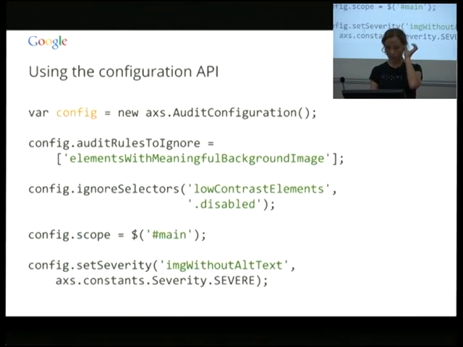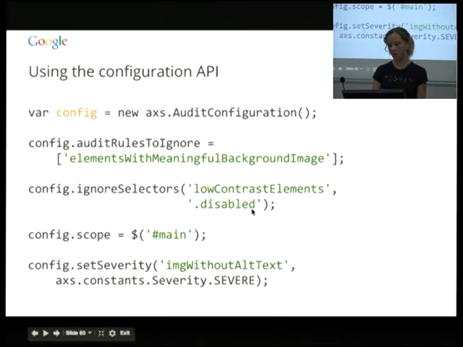You can also configure the audit. For example, we might decide this rule, elements with meaningful background image, completely doesn't apply to me. This is only for sites that need to run in Firefox, and I know my site only needs to run in Chromium, so I'll just completely ignore that. You can also ignore particular selectors for a given rule. So say my UX designer is really just not playing ball on this contrast ratio thing. We've come to a compromise where we're allowed to have low contrast ratio text just on elements which are considered disabled. So I'm going to ignore selectors for that just so that my build can go green, because I know about that issue. There's nothing I can do about it.